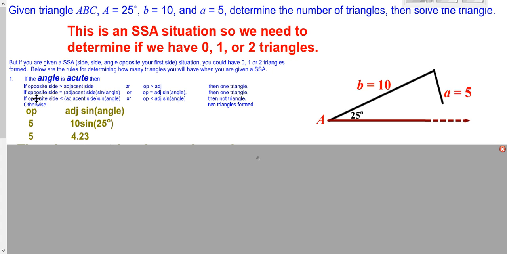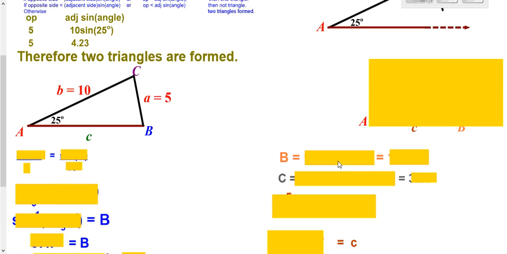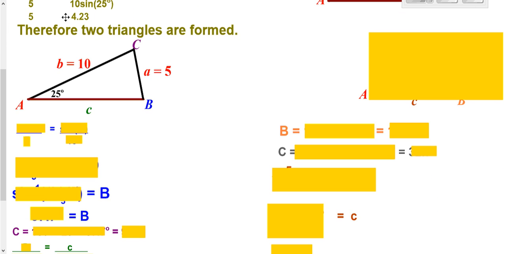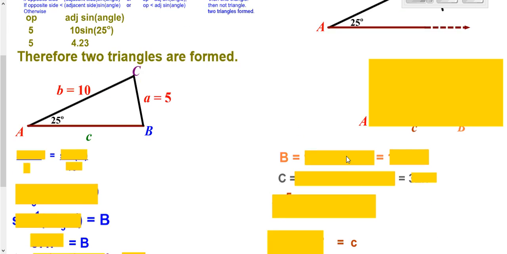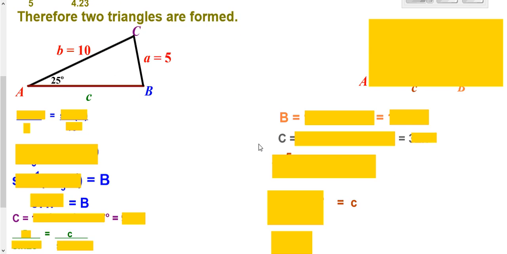Then I want to check, is my opposite side less than this? Well, 5 is not less than. So it's not the top one, not this one here. So it's the otherwise, which is 2 triangles. So I'll need to consider that situation of 2 triangles. So one of my triangles is going to look like this. Just basically what I had up here, but actually connected to form a triangle.